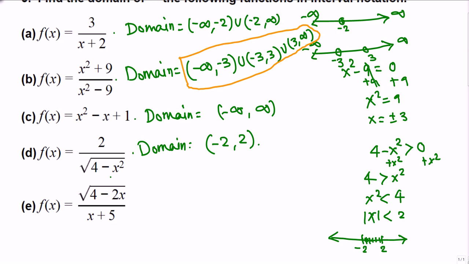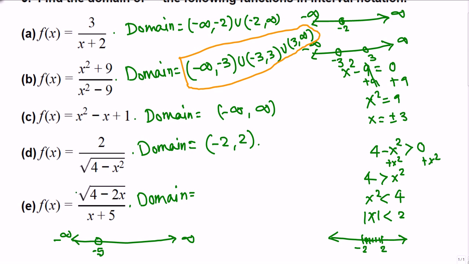And part E, the domain. We have a fraction, so the bottom should not be 0. Look here, x equals negative 5, negative 5 plus 5 is 0, so x should not be equal to negative 5. If we draw a number line just from the bottom, negative 5 should be avoided here.